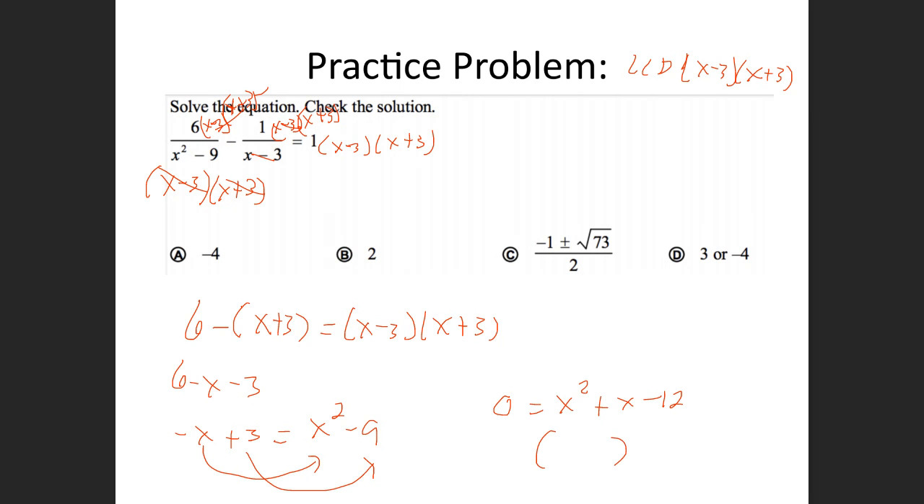Now I'm going to factor. Well, two numbers multiplied give me negative 12, but add up to positive 1. I think negative 4 times 3. That gives me negative 12. If I add, oops, I'm going to go positive. Positive 4 and negative 3 because it multiplies to negative 12, but it adds up to positive 1. So x plus 4, x minus 3. So my solutions are negative 4, positive 3. Negative 4, positive 3. Woo!